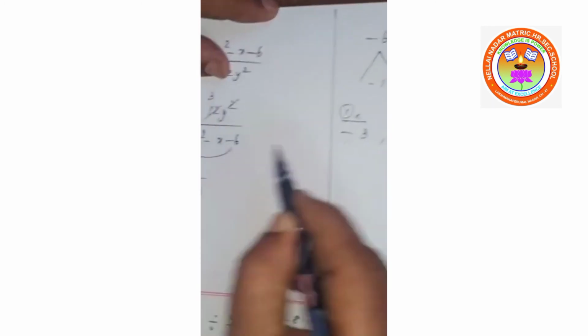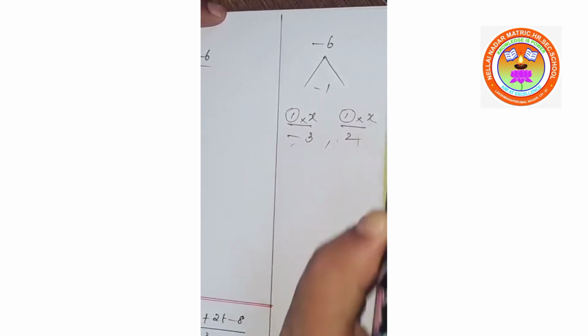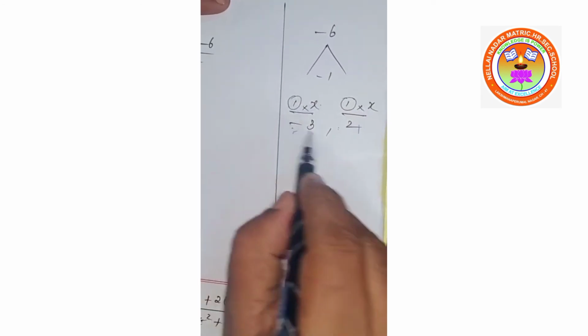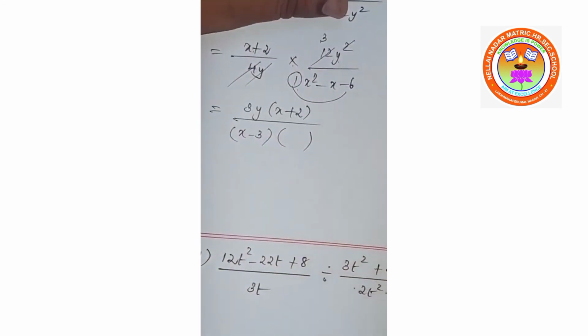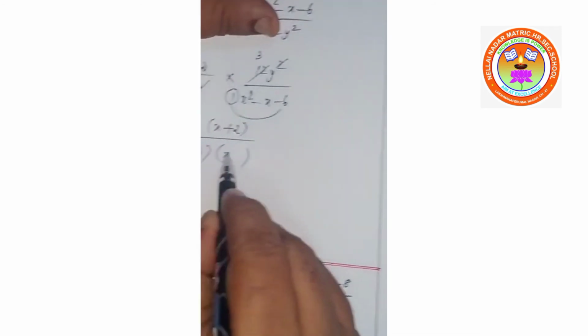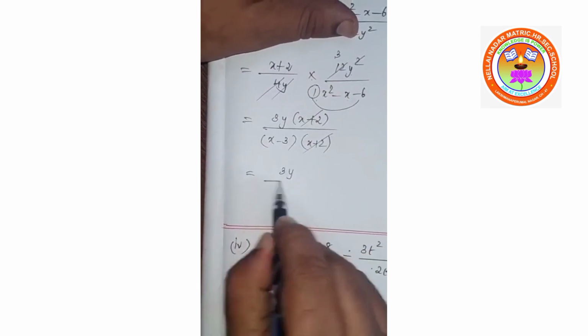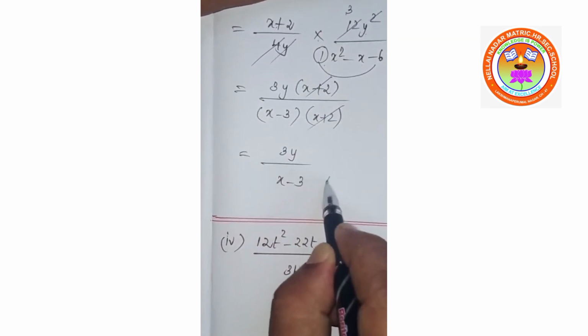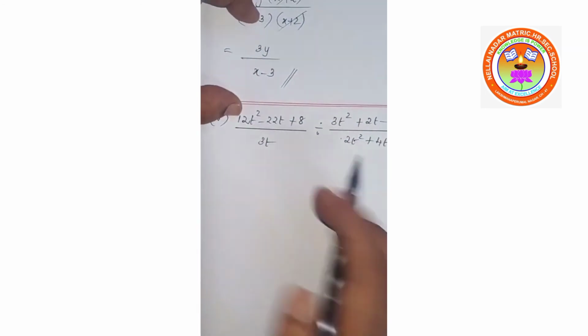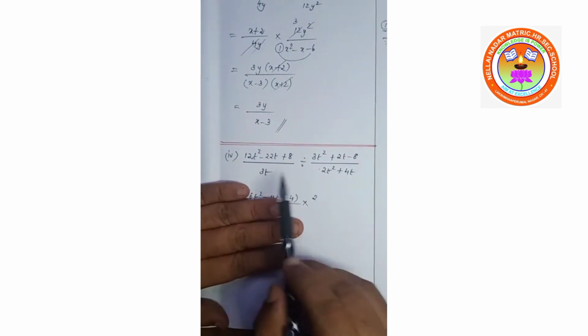Into, we have the variable x. So, into x, into x. 1 into x, x minus 3. Another factor, 1 into x, x plus 2. So, x plus 2 gets cancelled. We will be getting 3y divided by x minus 3. That is the answer. Now, last subdivision number 4.